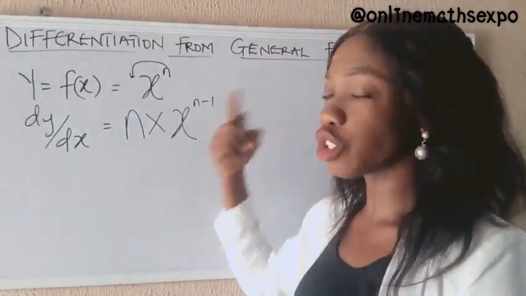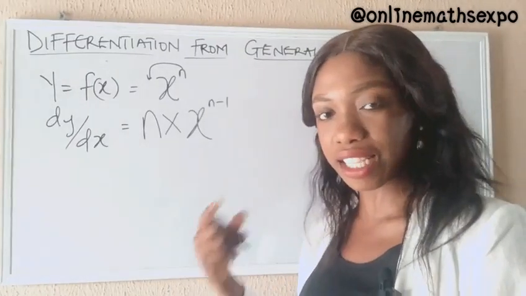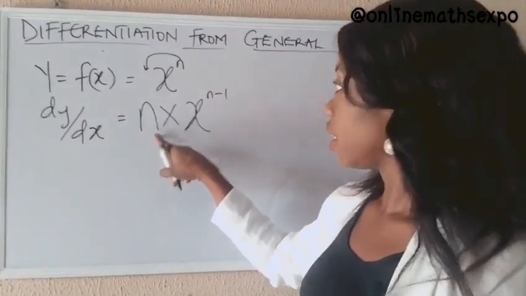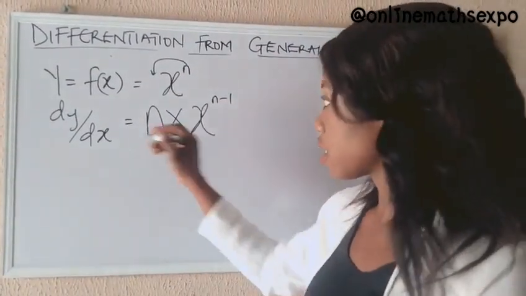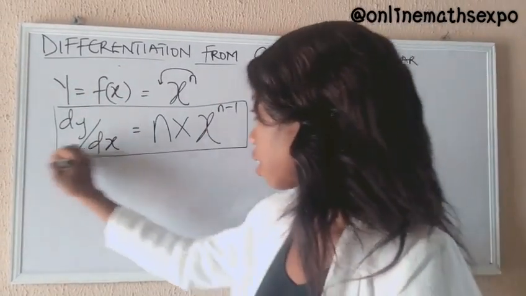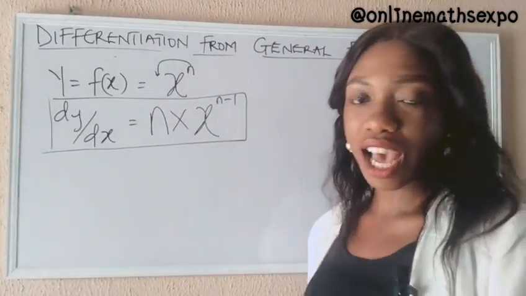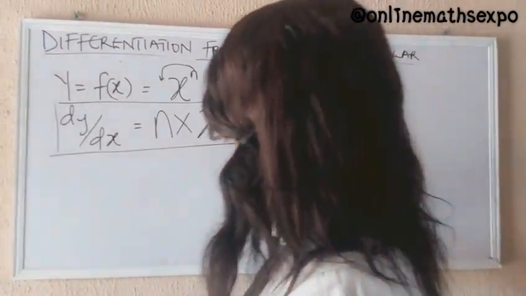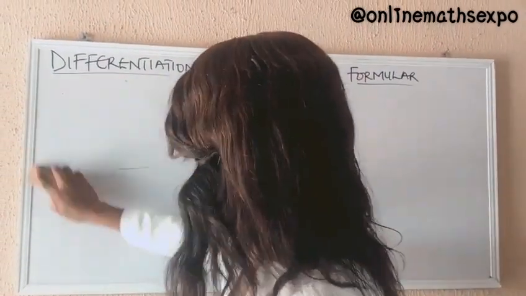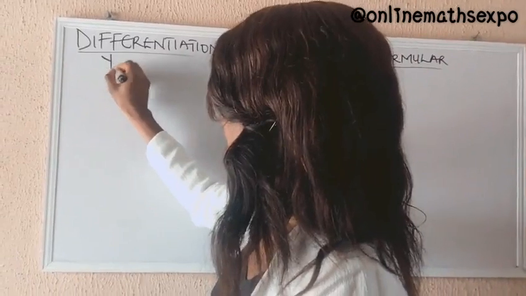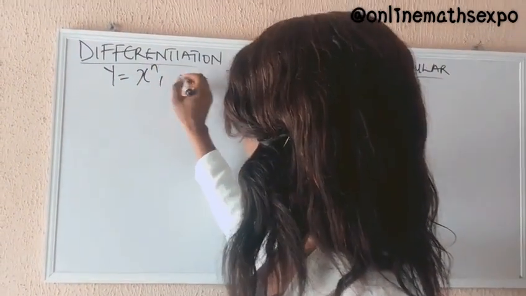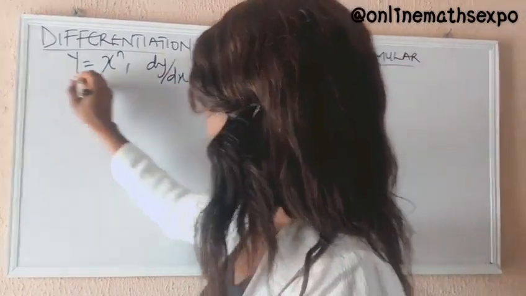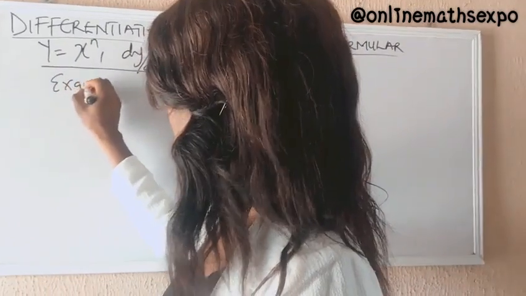When you have a function, what you do is make sure the function is in index form. So when it is index form, use the index to multiply the function, then subtract 1 from the power. This is what we meant by general formula. Now we're going to use this technique to answer so many questions we have on differentiation. Okay, now let's take examples on this. Remember, y is x raised to power n, then dy dx is n x raised to power n minus 1. Now let's look at examples.